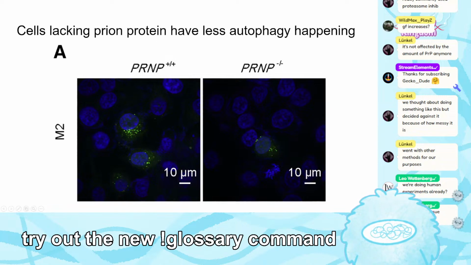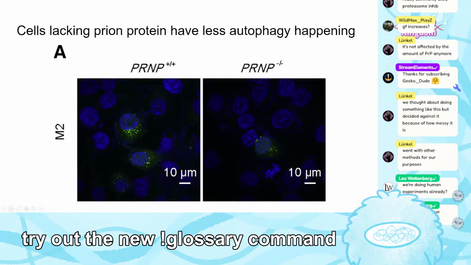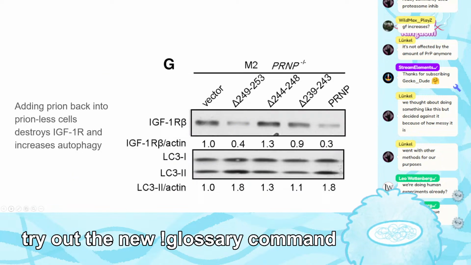Because we suspect that if you have more autophagy, that can lead to more cancer. IGFR1 in this situation is decreasing autophagy. Yes, it's a mess. You do that all the time in biology. Up, down, up, down, up, down. So adding prion back into prionless cells destroys IGFR1 and increases autophagy. This is a rescue experiment. This is just double checking things and making sure that the relationship holds from an instant point of view instead of a developmental point of view.